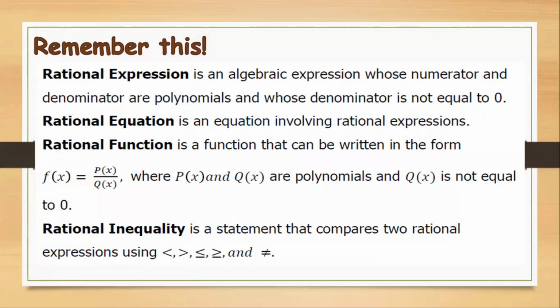A rational function is a function that can be written in the form f of x equals p of x over q of x, where p of x and q of x are polynomials and q of x is not equal to 0. And last one, the rational inequality is a statement that compares two rational expressions using these symbols: less than, greater than, less than or equal, greater than or equal, and the symbol not equal. So if you see these signs, you may consider it as rational inequality. If you see the equal sign, you may consider it as rational equation.